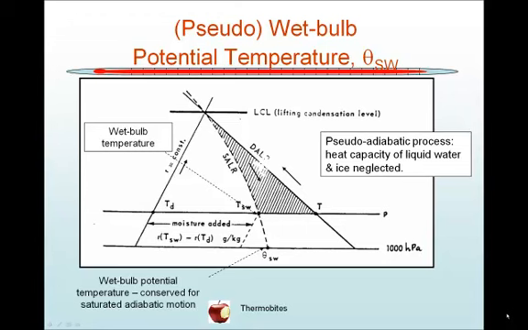Finally, we can take the parcel and lower it to 1000 hectopascals and get the wet bulb potential temperature, or to be precise, the pseudo wet bulb potential temperature, which is actually conserved for saturated adiabatic motion. So it's another conserved quantity and it's a useful label for saturated parcels.